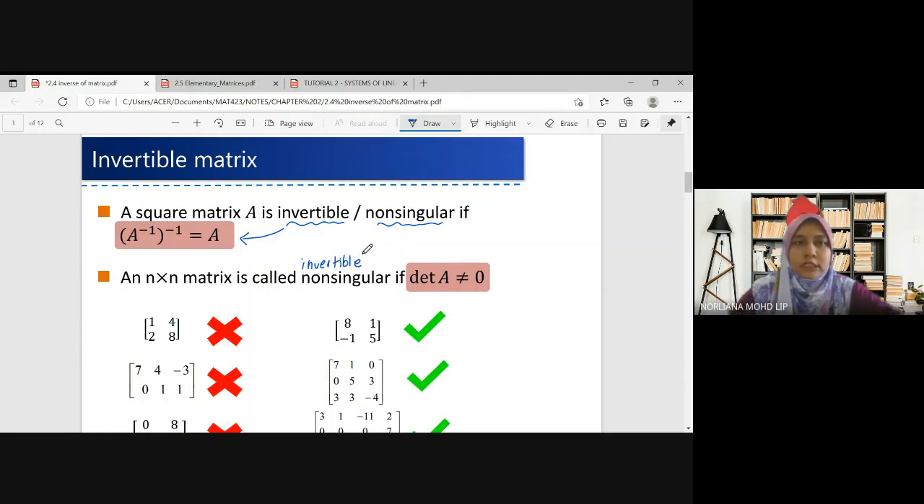So we can prove using two theorems. The first theorem, A inverse exists, or the second one, if you find the determinant of A is not equal to 0, therefore the matrix is invertible or non-singular. There are two theorems to prove invertible or non-singular. I highlight them; you can use formula number 1 and number 2.